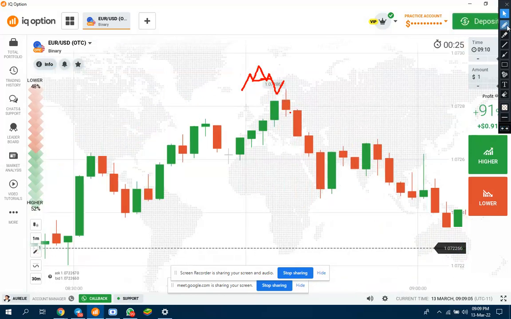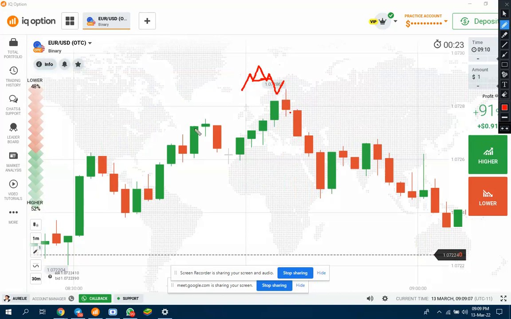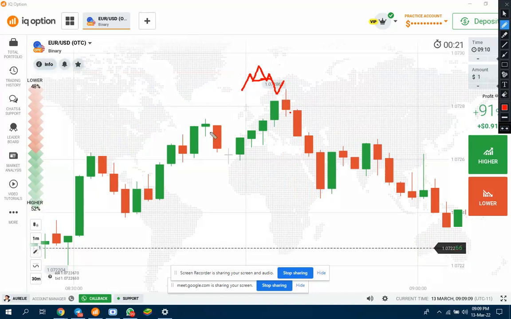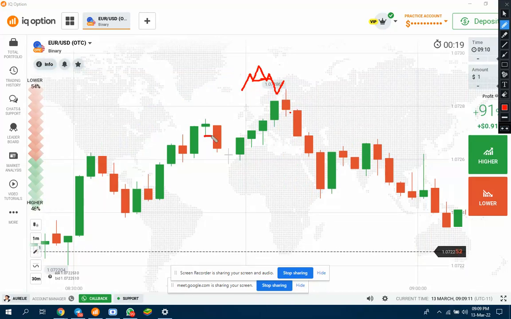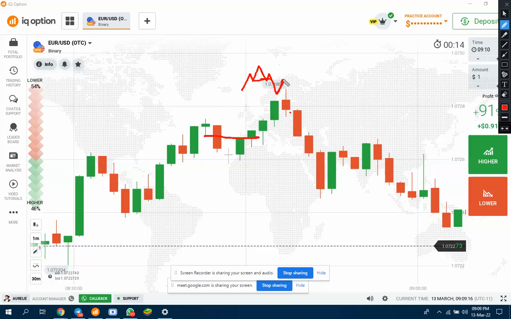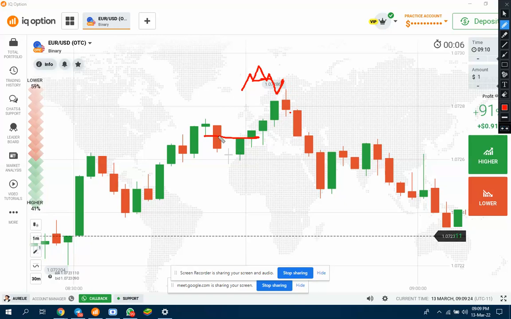Same thing that happened here. This is more like an evening star pattern, right? And this is the neckline. We are waiting for the price to come back to the neckline, they break out, and we trade put or sell. Okay, that is our expectation.